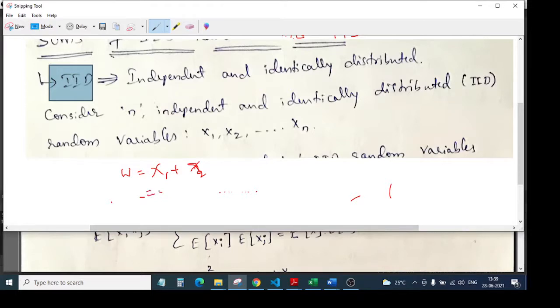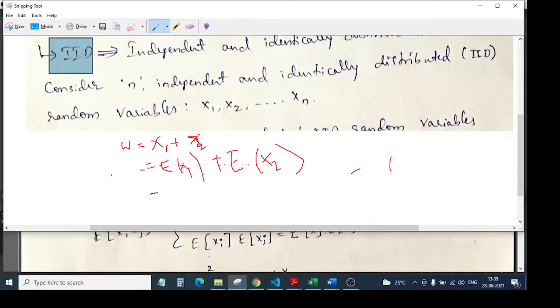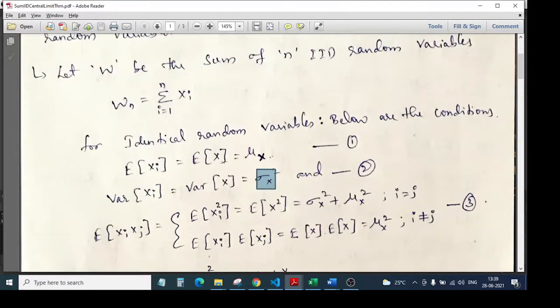So this could be written as E of x1 plus E of x2. Okay. Now what does that mean? This whole thing is equal to mu of x1, right, plus mu of x2.